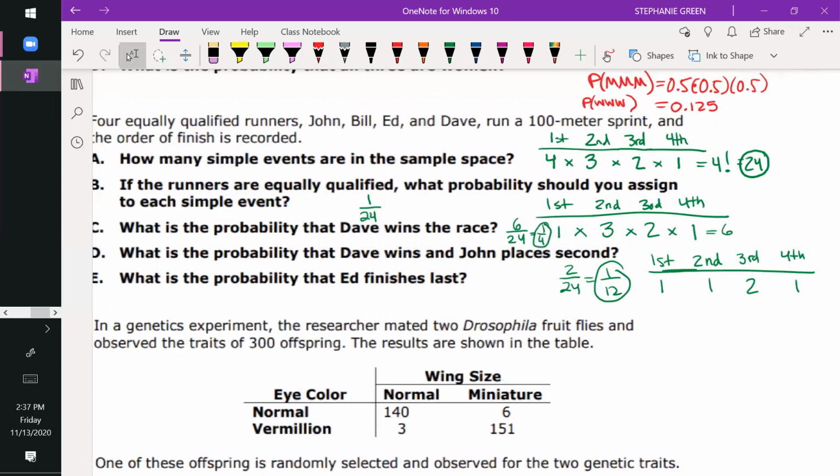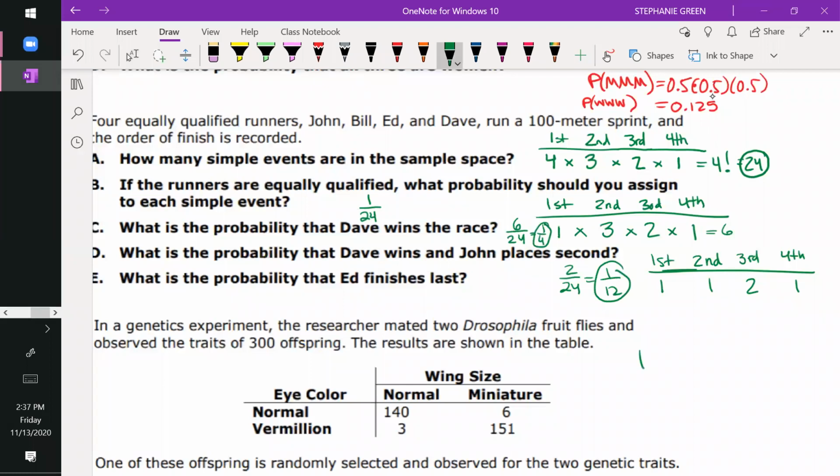So probability that Ed finishes last is, again, I'm going to look at it this way: first, second, third, fourth. So the first thing we know is guaranteed Ed's going to finish last. So that gets rid of one of our 4 racers. So there's only 3 left who can take first place, and then 2 left to take second place, and then 1 last to take third. So 3 times 2 times 1 times 1 is 6. There's 6 different ways that Ed could finish last.